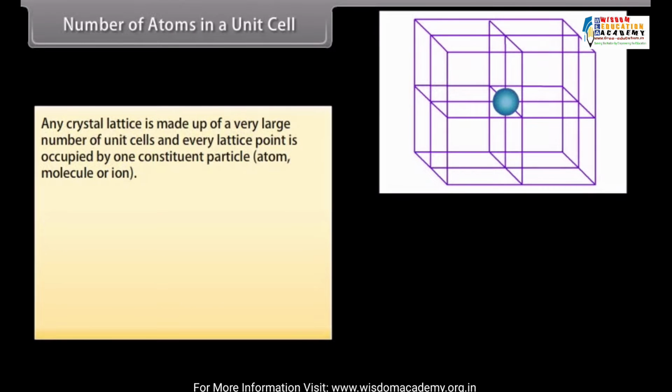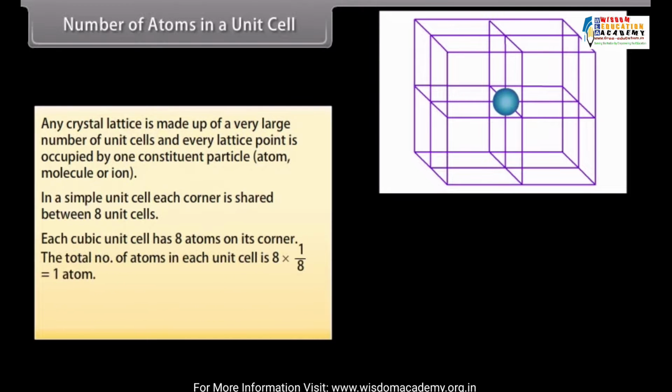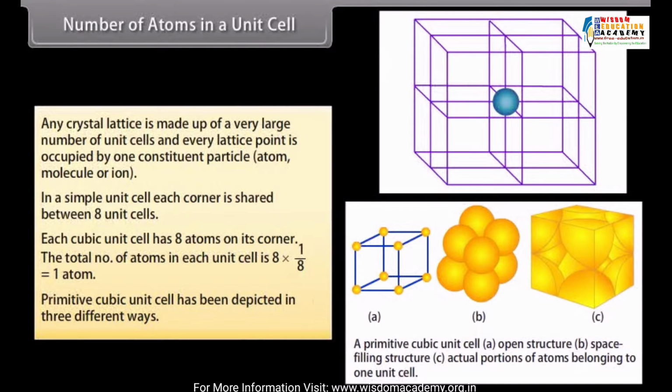Any crystal lattice is made up of a very large number of unit cells, and every lattice point is occupied by one constituent particle: an atom, molecule, or ion. In a simple unit cell, each corner is shared between 8 unit cells. Each cubic unit cell has 8 atoms on its corners. The total number of atoms in each unit cell is 8 into 1 upon 8, which is equal to 1 atom. Primitive cubic unit cell has been depicted in 3 different ways.